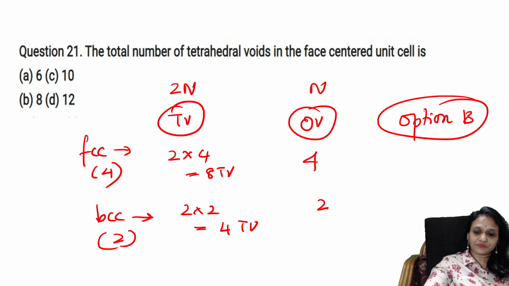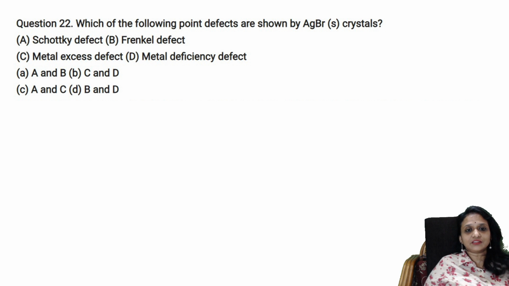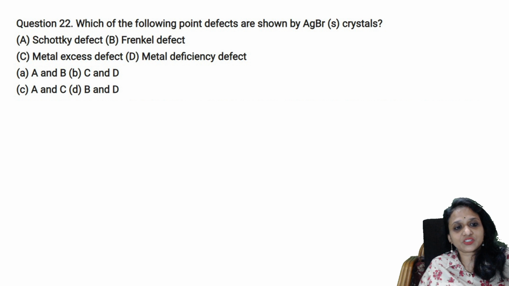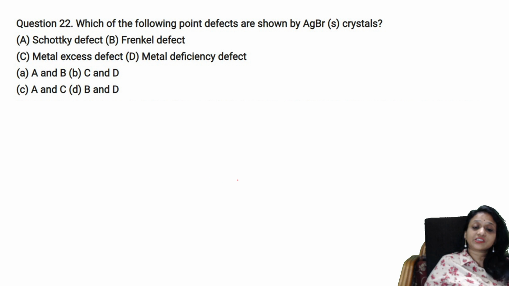Right. Perfect. Now let's see this question. Once again students, let me check my camera a little bit. All right. What did they say here? Which of the following point defects are shown by AgBr crystals?